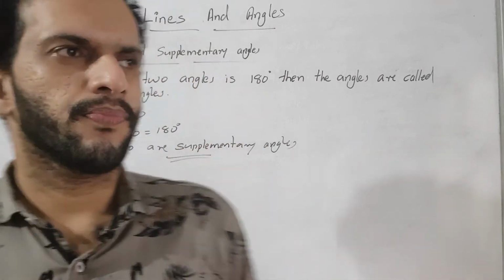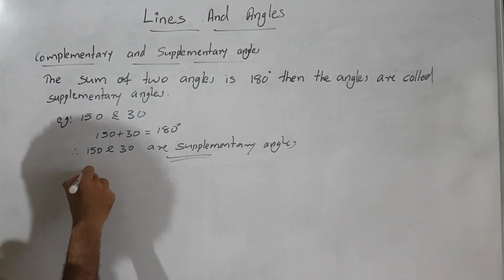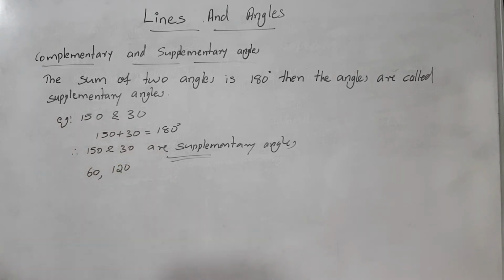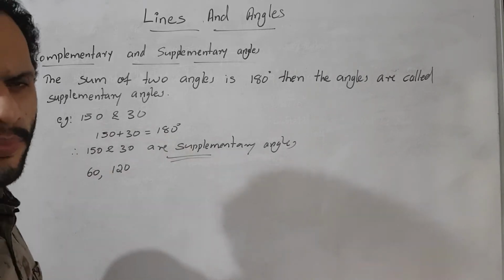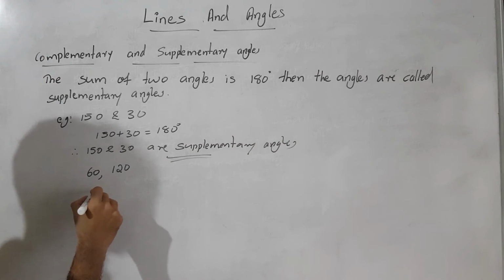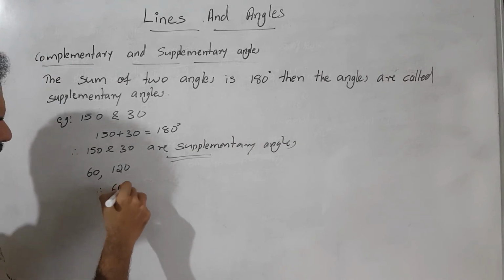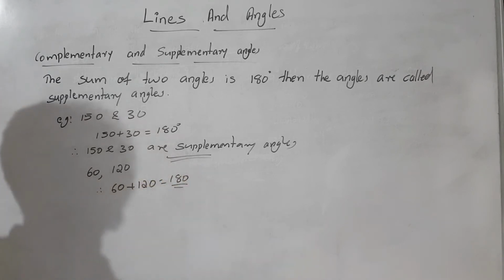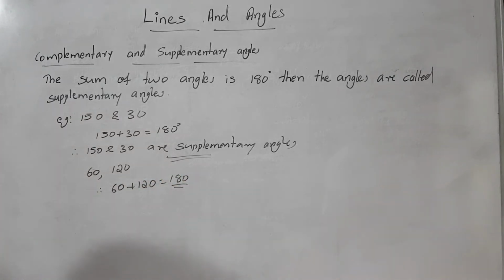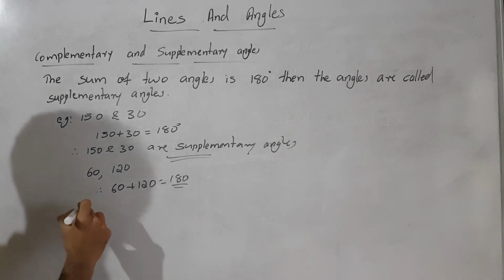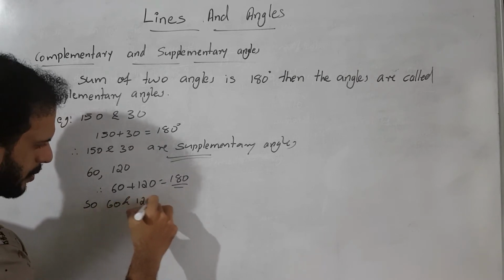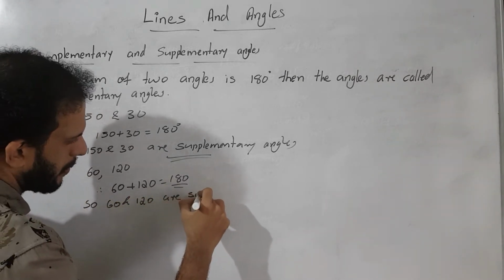For another example, are 60 and 120 supplementary? Are 60 and 120 supplementary or not? How do we check? We just add them. Then 60 plus 120 is equal to 180, correct? 60 plus 120 is equal to 180, then what do we call them? So 60 and 120 are supplementary.